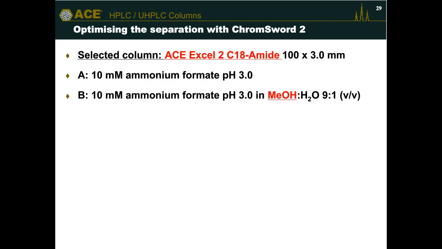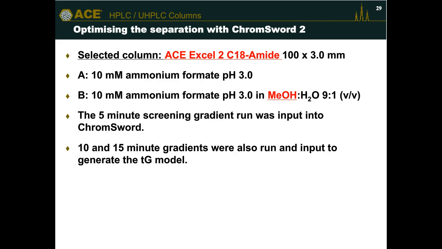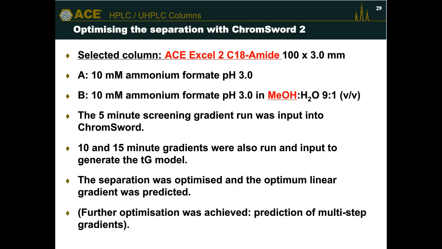So we have the 5-minute screening gradient inputted into the software. We also inputted the 10 and 15-minute gradients to be able to generate our model. And then we could use the software to optimize and propose to us the optimum linear gradient, and we also did optimization for the optimum step gradient as well to see what the software would give us.